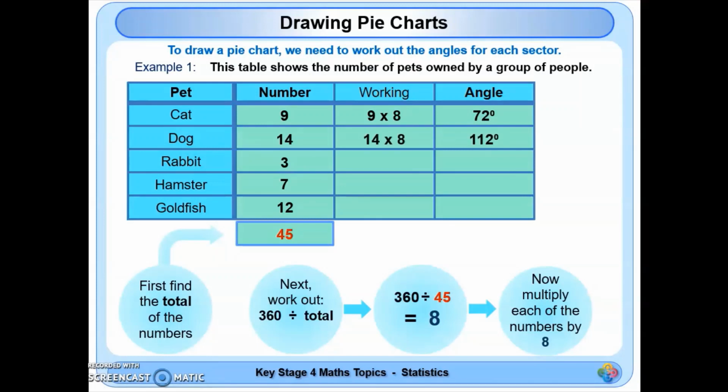We do the same for the dog owners. That is now represented by a sector of 112 degrees. We do the same for rabbit, which is now represented by 24 degrees. Hamster, 56 degrees, and goldfish, 96 degrees.